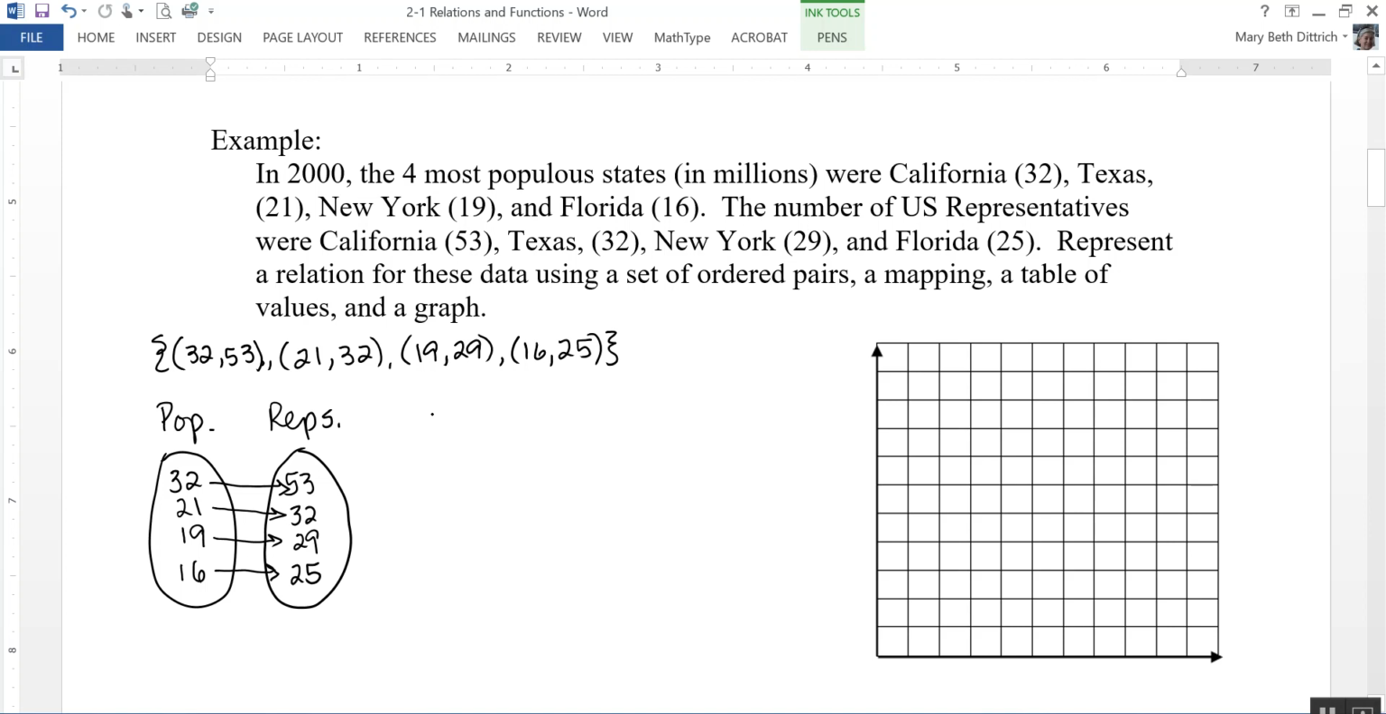To make a table, I'm going to do population in millions. I'll abbreviate that as well. And then here we will have the number of representatives. And then I will just list the input values with the corresponding output values.